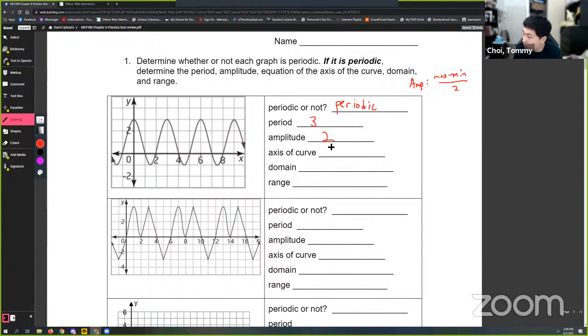The axis of the curve. Where is the middle of our line here? Well, we can use the formula for the equation of the axis here. The axis is going to be at y equals max plus min divided by 2. So for us, this time it's 3 plus -1 divided by 2, which is 2 over 2, which gives us y equals 1. And that's going to be the equation of the axis here. Okay, so y equals 1.